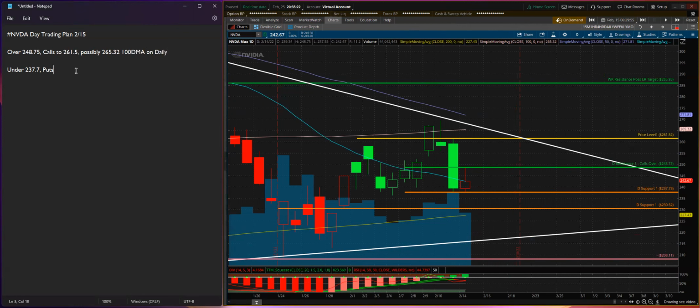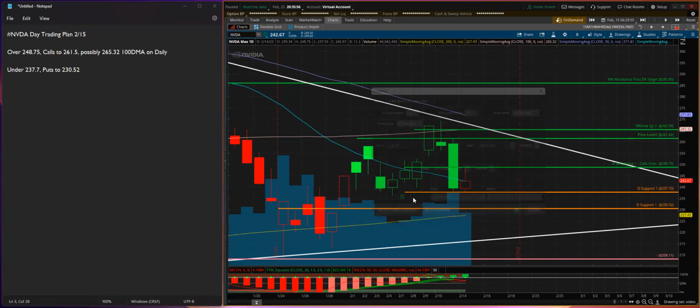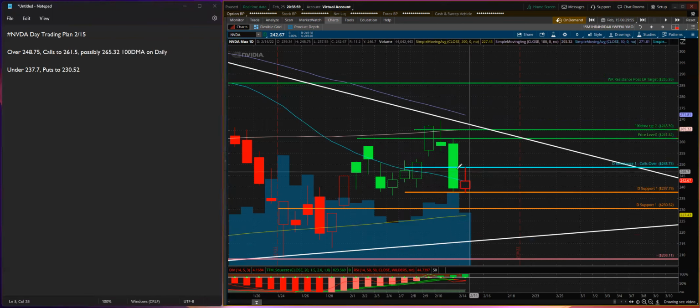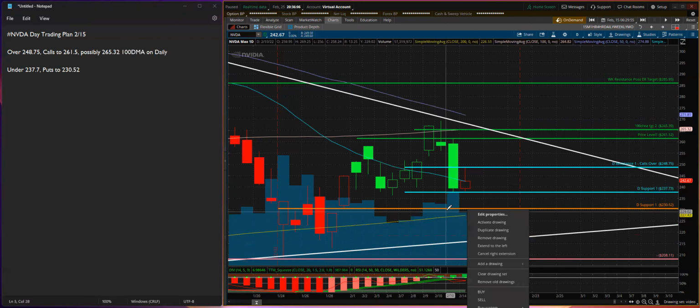Now, what happens if we break below this 237.70 support right here? Targets will be at 230.52. Now let's go ahead and see what can happen with these levels right here on the video. 265. This will be 100-day right here. Target 2. And for 248.75, we're going to put this blue, since this will be my trigger for calls, and this will be my trigger for puts, and the orange will be my support.